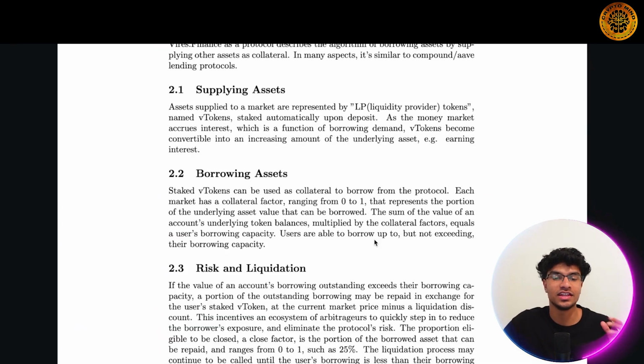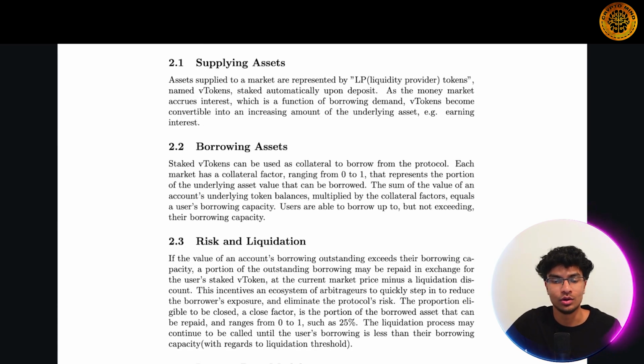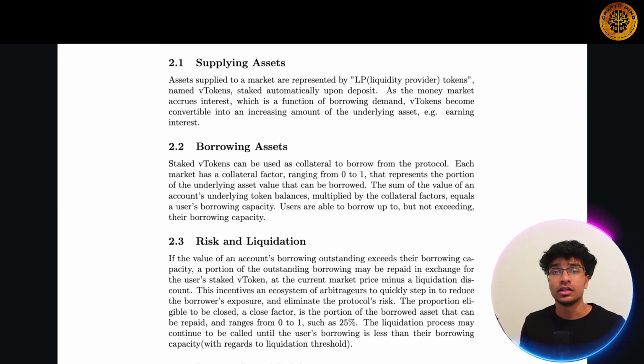For borrowing assets, staked V tokens can be used as collateral to borrow from the protocol. Each market has a collateral factor ranging from 0 to 1 that represents the portion of the underlying asset value that can be borrowed. The sum of the value of an account's underlying token balances multiplied by the collateral factors equals a user's borrowing capacity. So that's how much a user is allowed to borrow of each asset. Users are able to borrow up to, but not exceeding, their borrowing capacity.